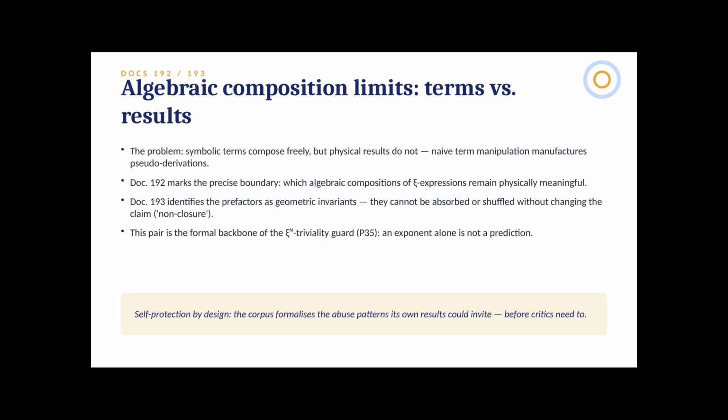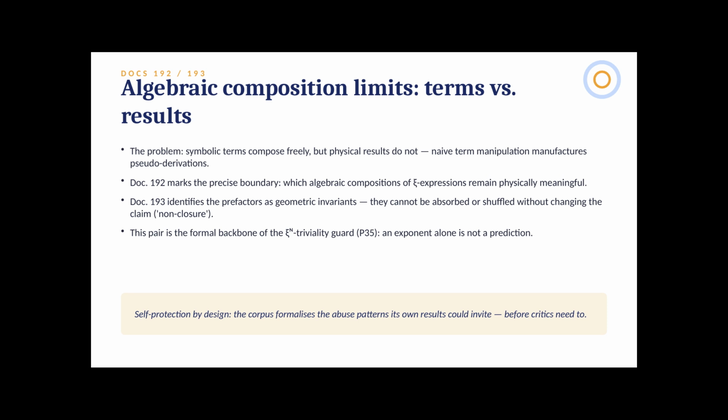Slide 49. A subtle trap, and the guard against it. Symbolic terms combine freely on paper, but physical results don't, so naive shuffling of symbols can manufacture fake derivations. Document 192 draws the precise line: which algebraic combinations of Greek ξ expressions stay physically meaningful. Document 193 identifies the prefactors as genuine geometric invariants. You can't absorb or reshuffle them without changing the claim.